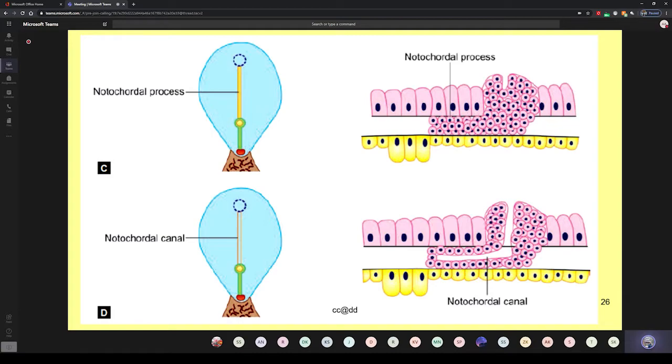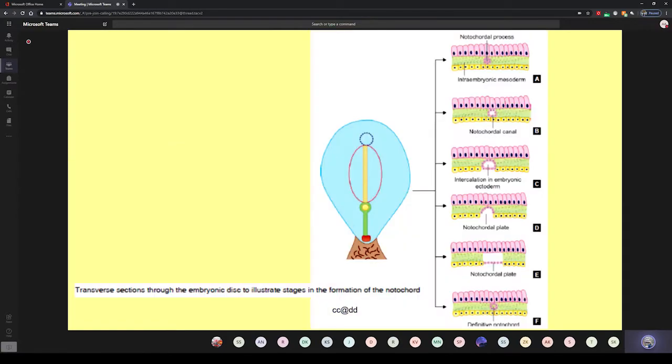And in the subsequent picture, you can see here, okay, initially it was a process, then it became a canal, then it opened up, then it formed a plate, again it closed, again it became a rod. So A, B, C, D, E, F, you can see six stages here. Okay, this class is not about the notochord, but this class is about informing you to always keep in mind these three things again and again.